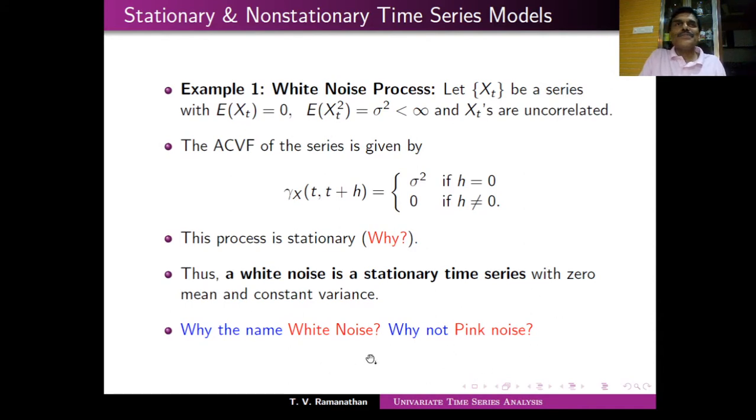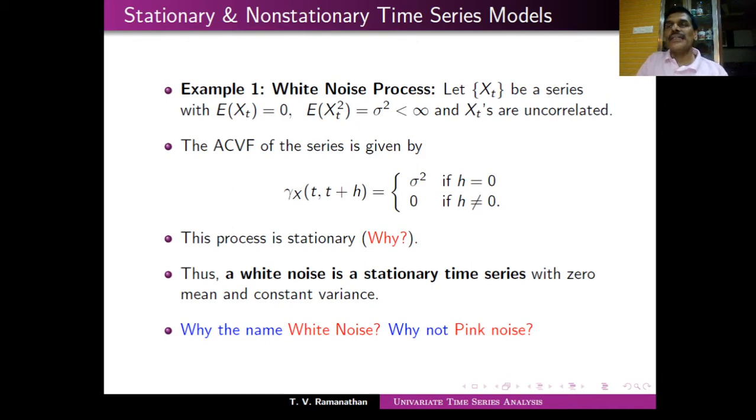One question that you can ask: why white noise? Why not pink noise or red noise? I am leaving that question for you to find out the answer. Why do we call such a process or series white noise? I can give you a hint: when white light passes through a spectrum, what happens to it? If you can find out the answer and how this is different from other colored light, then we can get the answer to this.